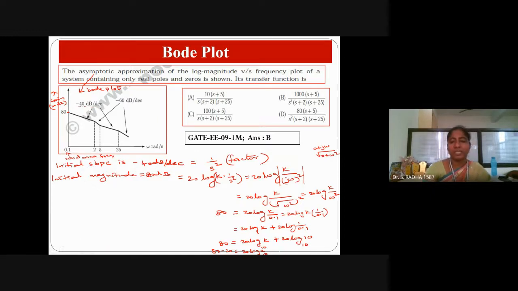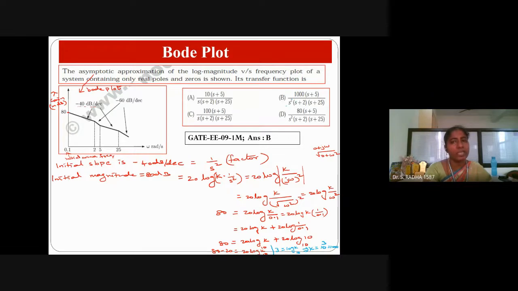Now, if I further calculate this, on the LHS I have 60. 60 divided by 20 is 3. 3 is nothing but log k base 10, and the k value is nothing but 10 power 3. The value is 1000. So now you can see 1000 is there only in option B.